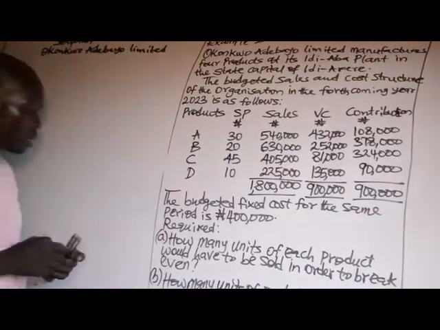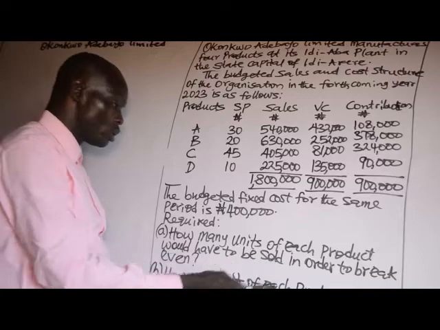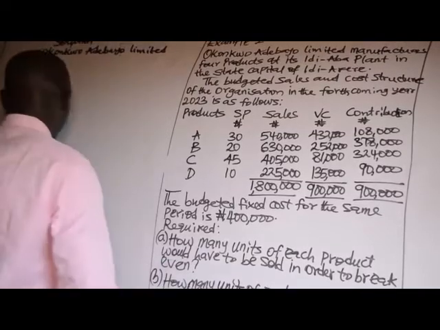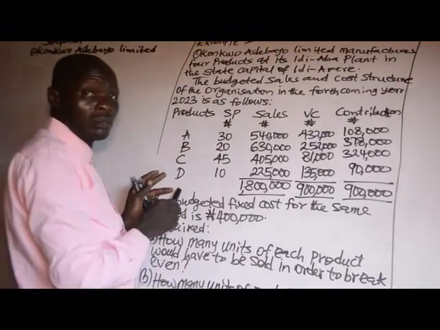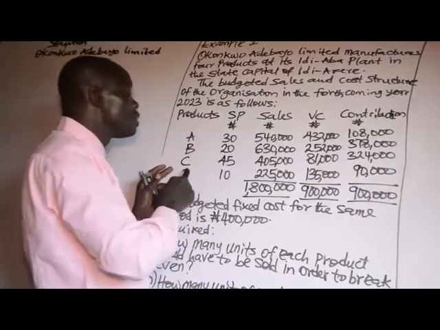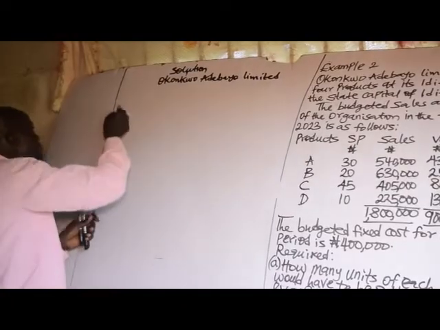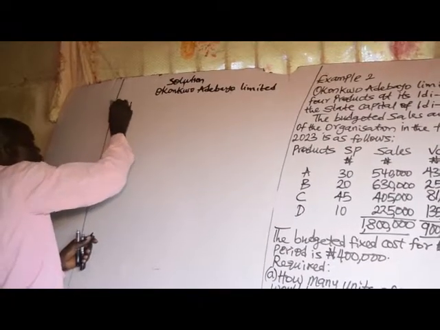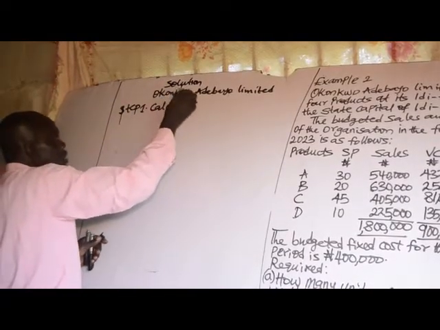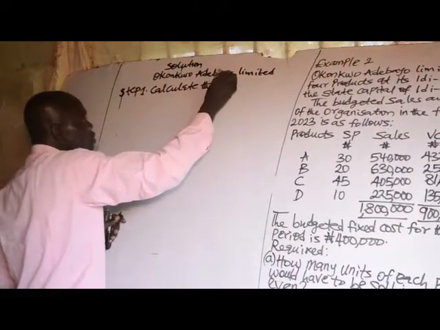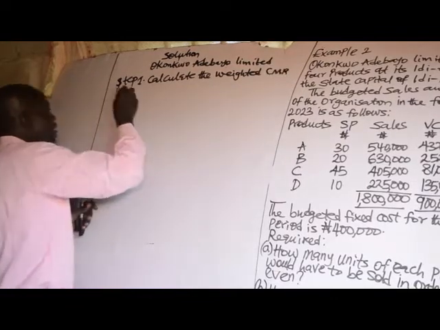Now, back to requirement A. How many units of each product will have to be sold in order to break even? I've told you that since this is a multi-product company, more than one product, to calculate the break-even point, the first step is to calculate the weighted CMR. Step 1, calculate the weighted CMR, contribution margin ratio.